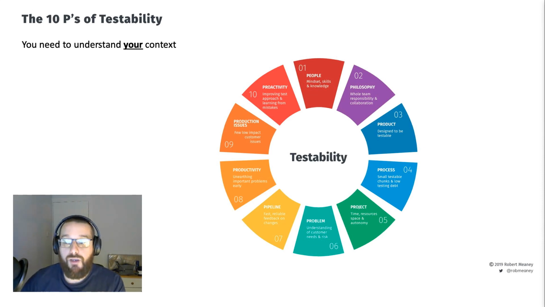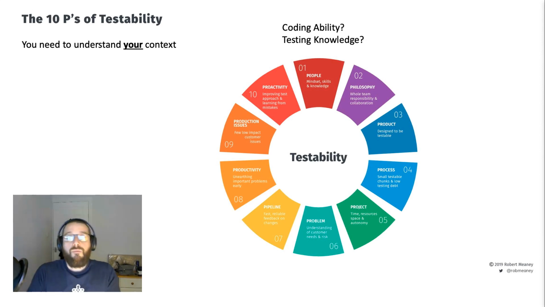This model was created by Rob Meaney and Ash Winter as part of their book, which I forget the name of, but I will add a link if I remember. They have a book on testability, which is on LeanPub, so I'm sure you can Google it and you'll find it. So in order to understand your testability, there's certain characteristics you could measure, or explore, or gather information on. I'm going to go through a few of the ones that I think help support my answer to this question. So people, obviously massively important.